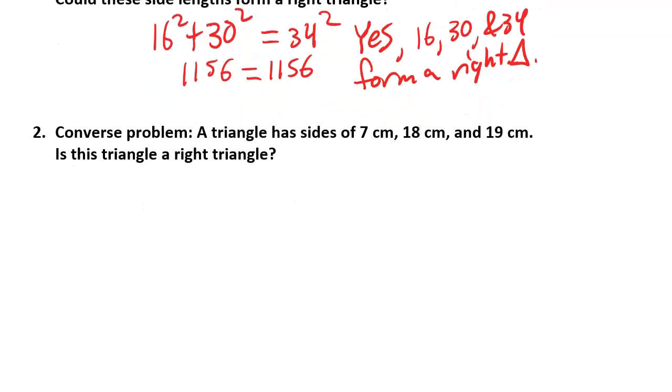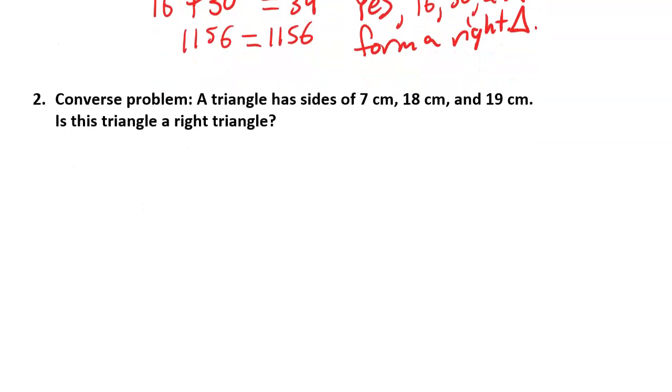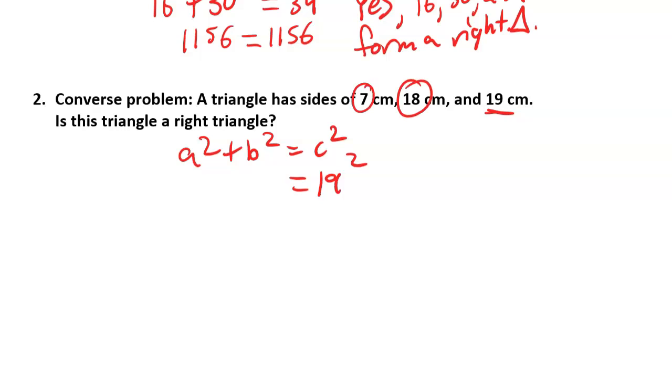So one more example of this, if we look at problem 2, a triangle has sides of 7, 18, and 19 centimeters. Is this triangle a right triangle? Once again, we first want to identify which of these sides would be our hypotenuse. That's going to be the longest measurement. In this case, it's 19. So when I write a squared plus b squared equals c squared, I'm going to substitute in 19 for c. My other two measurements of 7 and 18, I'm going to substitute for my legs. So 7 squared plus 18 squared.